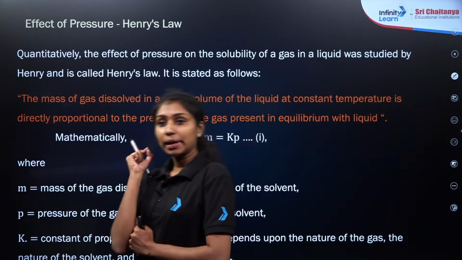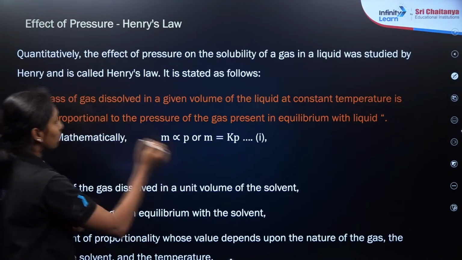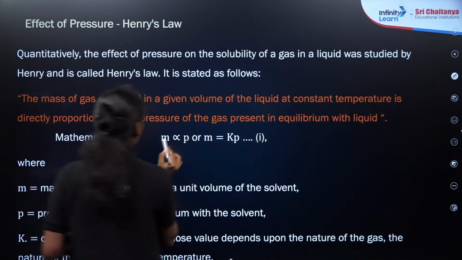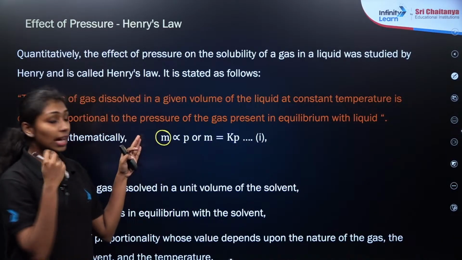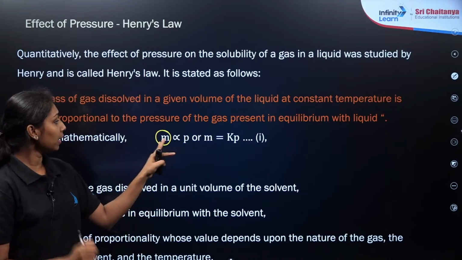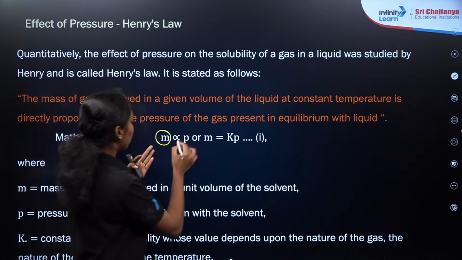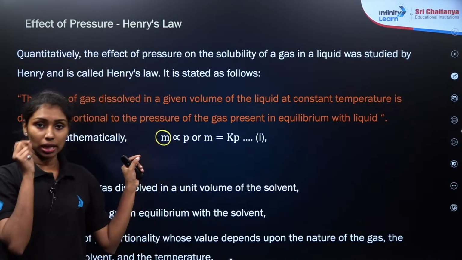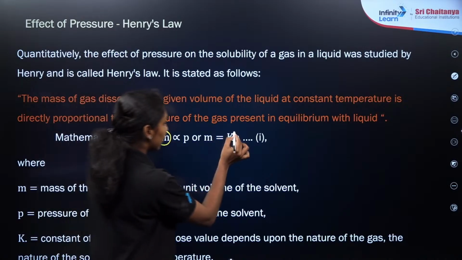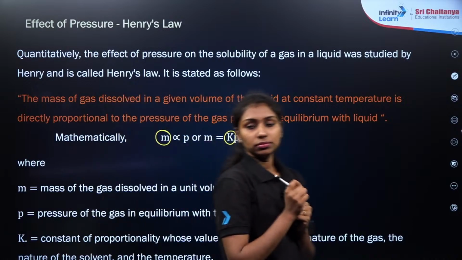Henry's law can be defined as the mass of gas. For example, if I am taking any gas solute here, this will be our mass, right? The mass of gas at a given volume of the liquid at a constant temperature, at a specified temperature, is directly proportional to the pressure, right? If mass is directly proportional to the pressure, I can give it as m is equal to a constant K into P, right? Is that clear?